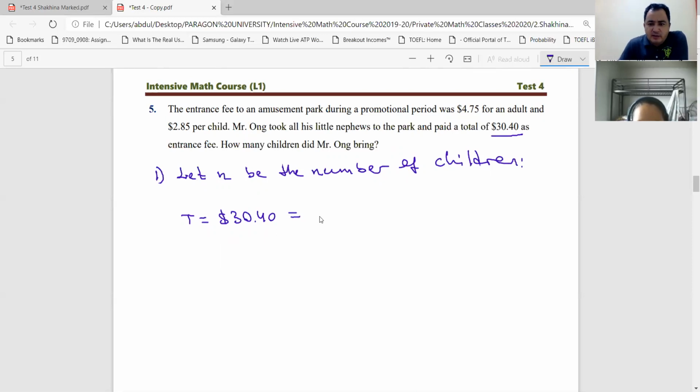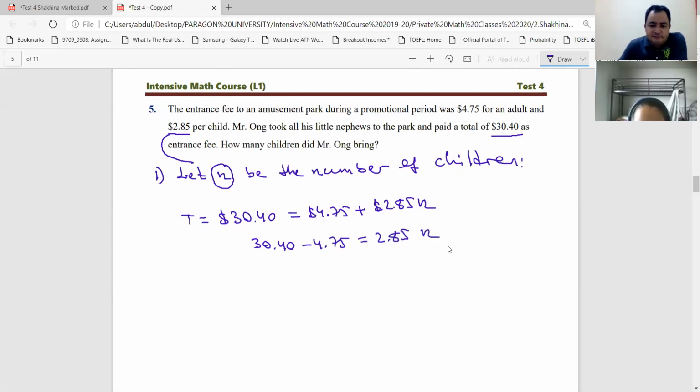How many adults? We have one adult. That is 4.75 plus how many children? We said n children, right? For each child, how much is the ticket? 2.85. So for children, we are paying 2.85n. Now what we have here is an equation. If you solve this, the dollar signs will be gone when you divide both sides. So here we have 30.40. Take this to the left hand side, minus 4.75 equals 2.85n.